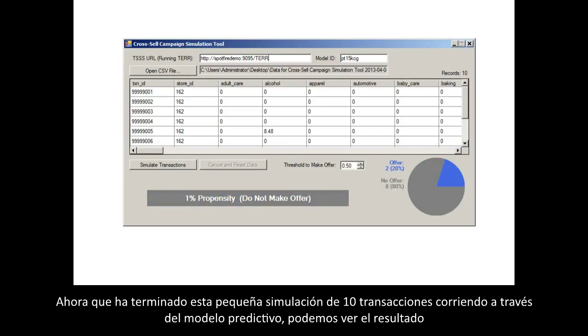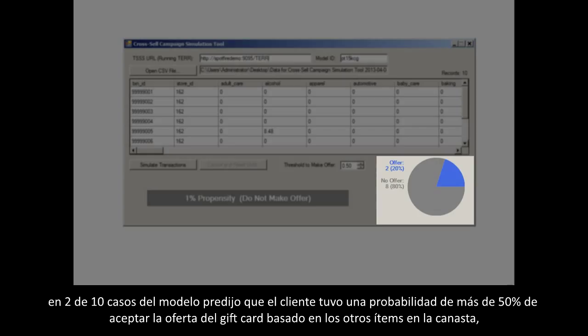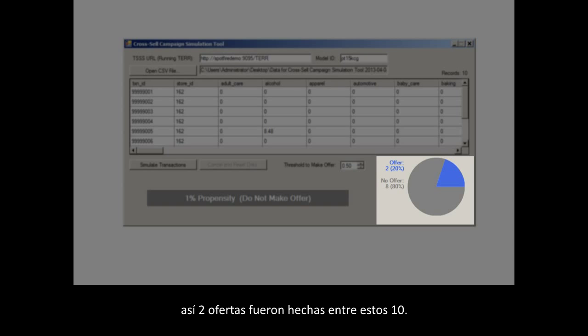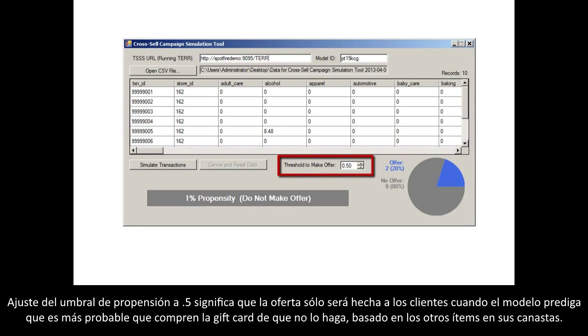Now that this small simulation of 10 transactions running through this predictive model has finished, we can see the outcome. In 2 of these 10 cases, the model predicted that the customer had a greater than 50% likelihood of accepting an offer for a gift card based on the other items in their basket. So 2 offers were extended out of these 10. Setting the propensity threshold to 0.5 means that offers will only be extended to customers when they are predicted by the model to be more likely to purchase a gift card than not, based on the other items in their basket.